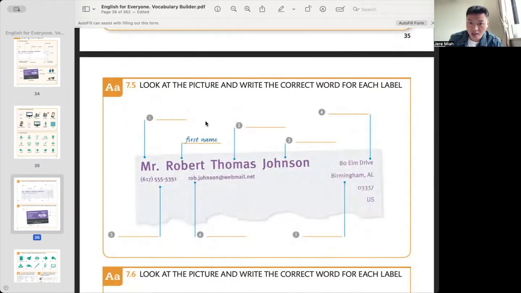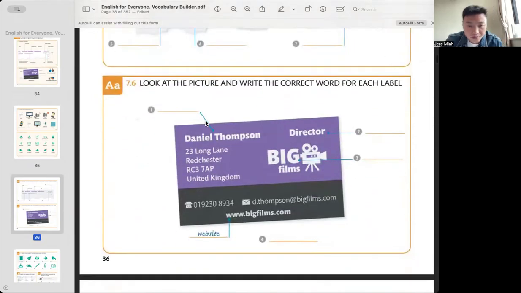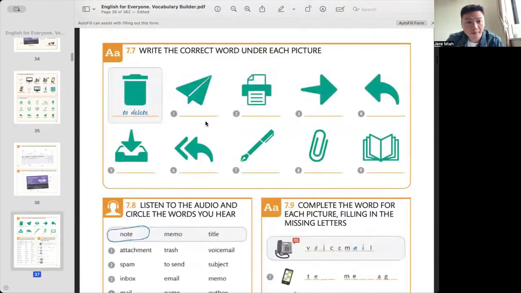So address, and Birmingham, AL. Birmingham. Did I pronounce it right? Yes, that's correct. It's pronounced Birmingham. Okay. Exactly. You've got it. Birmingham is a city, right? Yes, Birmingham is a city.